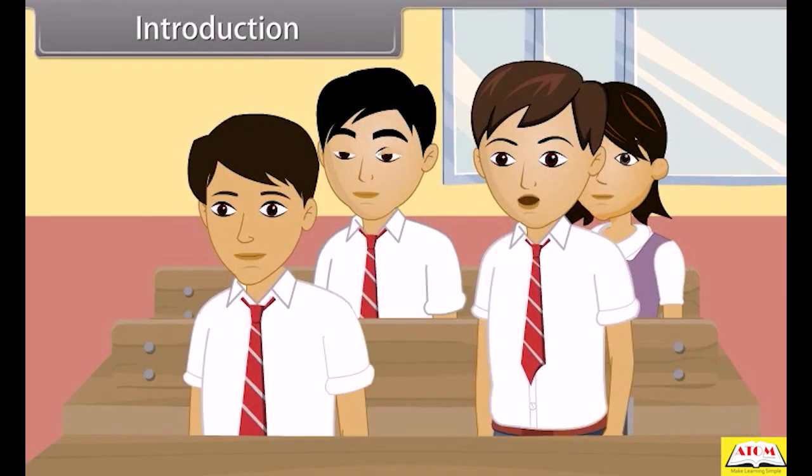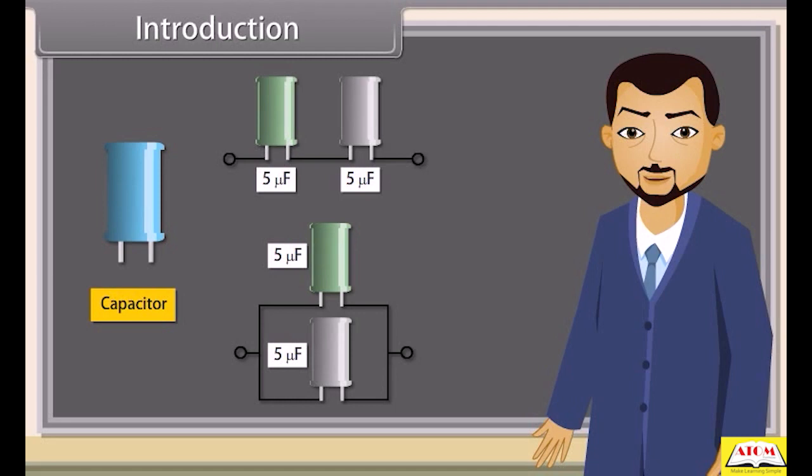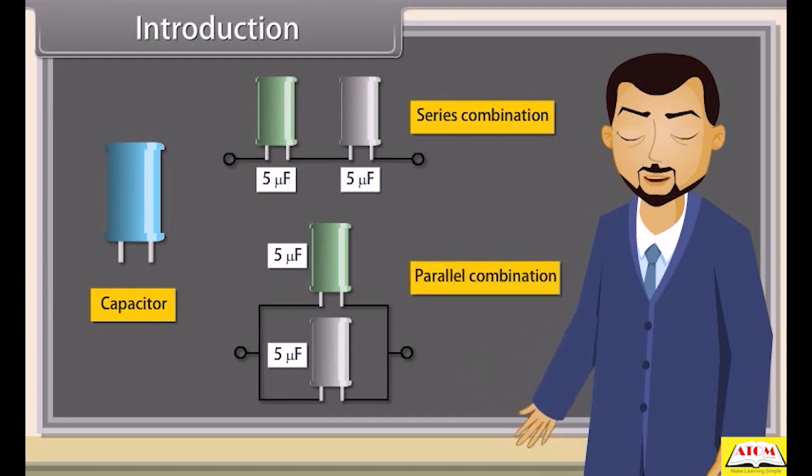Sir, how does the value of equivalent capacitance change by making changes in their combination? Good question, Ajay. Let me tell you. In series combination, the reciprocal of the equivalent capacitance is equal to the sum of the reciprocals of the individual capacitances. However, in parallel combination, the equivalent capacitance is equal to the sum of the individual capacitances. Students, today we will study more about this in the chapter Electrostatic Potential and Capacitance.